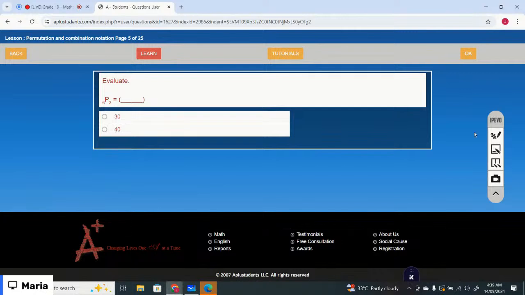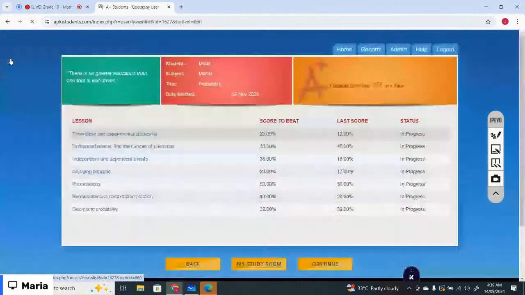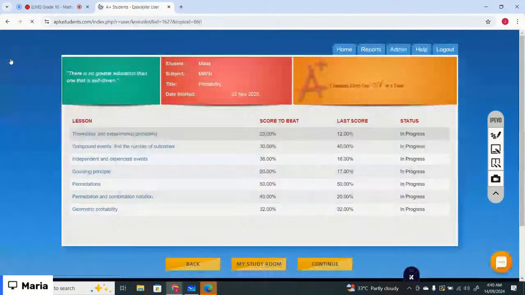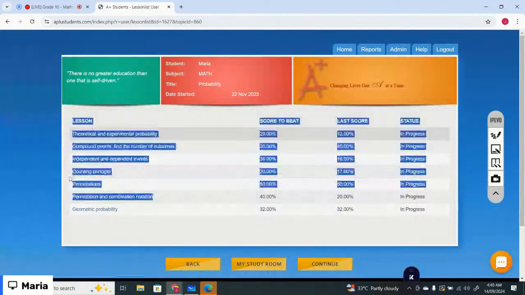Okay, you can complete the lesson by yourself later today. So, we were working on grade 10 math. The chapter we were working on is probability, and the lessons we have covered today are counting principles, permutations and combination notation.